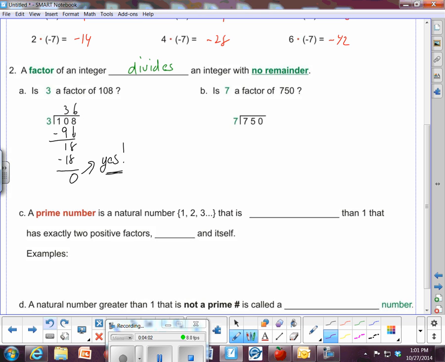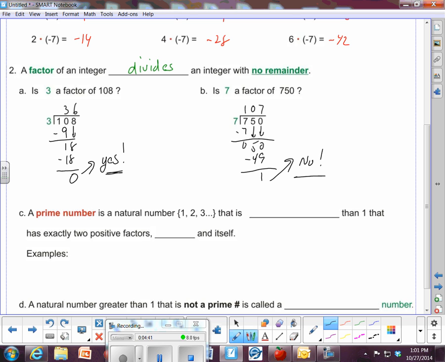Okay, second question. Is 7 a factor of 750? So again, you're going to find out simply by dividing the 750 by the 7. 7 goes into 7 once. Right? You know how to do long division. Get a 0 remainder there. Let's bring down our 5. Can 7 go into 5? No. So we're going to put a 0 up there. We're going to bring down our other 0. 7 goes into 50 how many times? 7 times. 7 times 7 is 49. Remainder of 1, that would say no. 7 is not a factor.